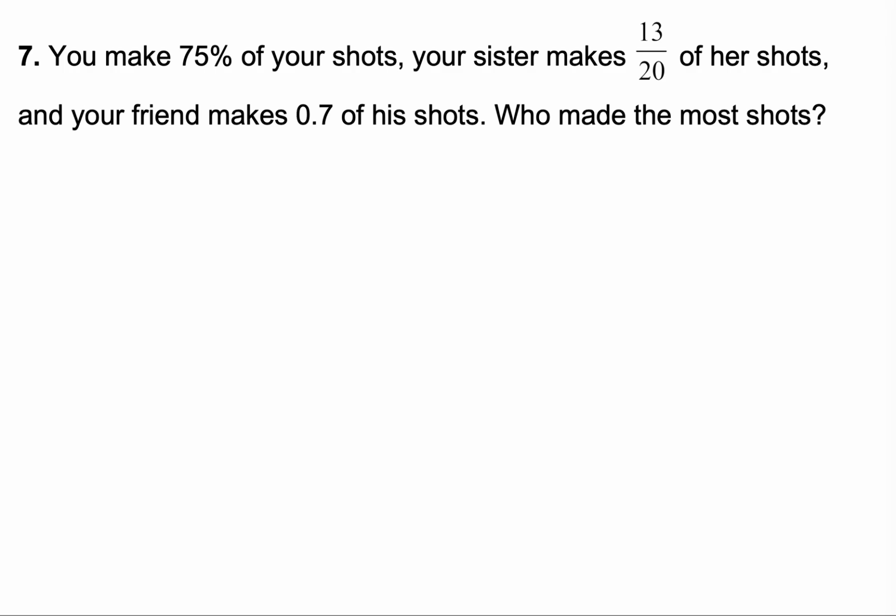All right, for this problem, you make 75% of your shots. Your sister makes 13/20ths of her shots, and your friend makes 7/10ths of his shots. Who made the most shots? So here you are, again, going to compare and make them all the same form. Go ahead and pause the video and try this one on your own.